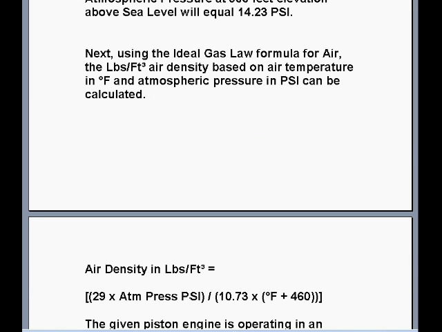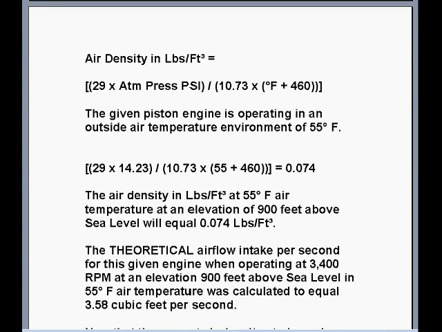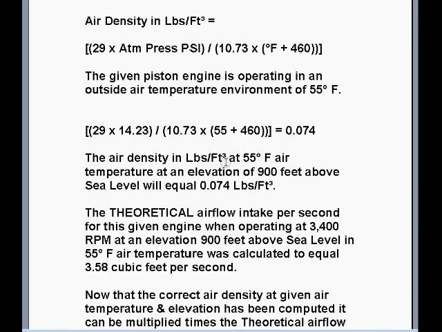Next, using the ideal gas law formula for air, the pounds per cubic foot air density based on air temperature in degrees Fahrenheit and atmospheric pressure in pounds per square inch can be calculated. So this is the formula for calculating air density in pounds per cubic foot. 29 times the atmospheric pressure in psi value divided by 10.73, the ideal gas law constant for air, times the degrees Fahrenheit plus 460 to get Rankine's absolute temperature.